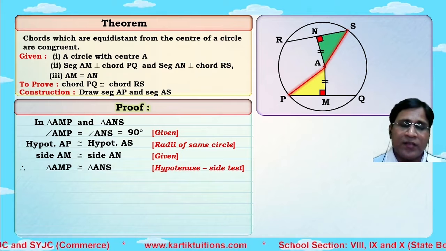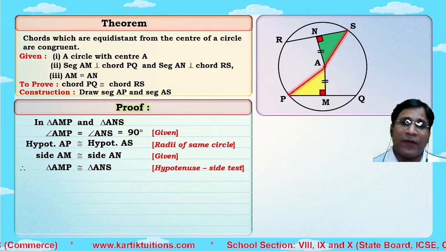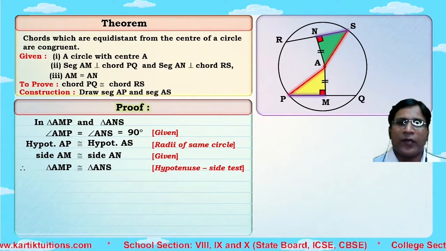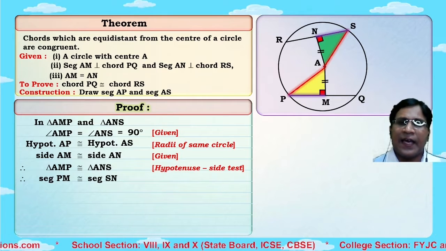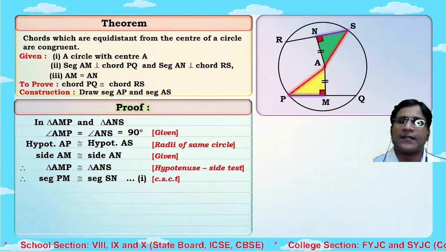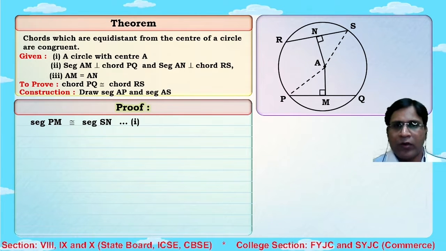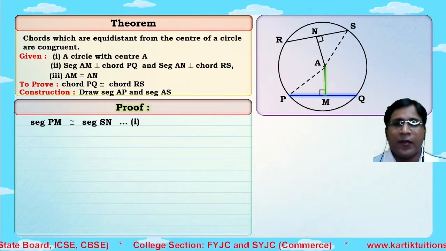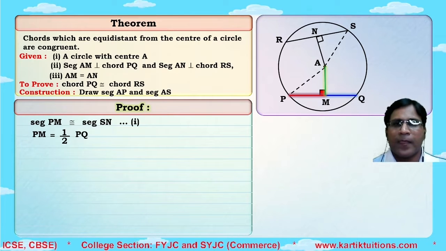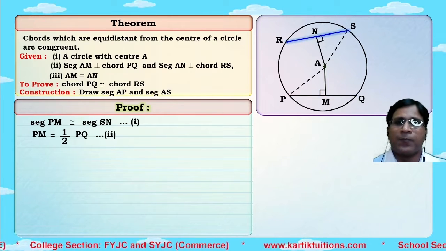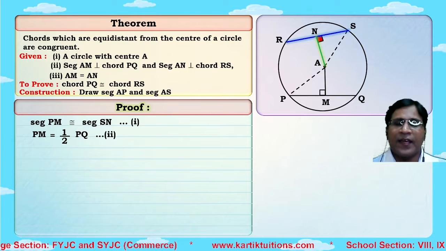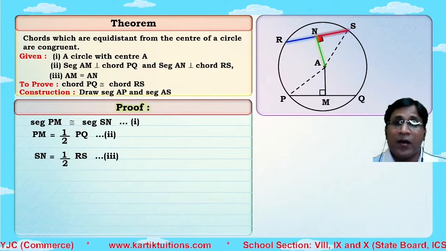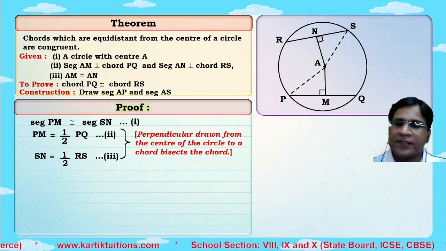Now see, when the triangles are congruent, their remaining elements are also congruent. When I say remaining elements, I am talking about the third pair of sides. I am talking about side PM will be congruent to side NS. And the reason is CSCT. You can also write it as CPCT. Now let's talk about AM, which is perpendicular to PQ. Since AM is perpendicular to PQ, I get PM is half of PQ. In the same way, AN is perpendicular to RS, so I can say SN is half of RS. And the reason for both will be the same: perpendicular drawn from the center of a circle to the chord bisects the chord.